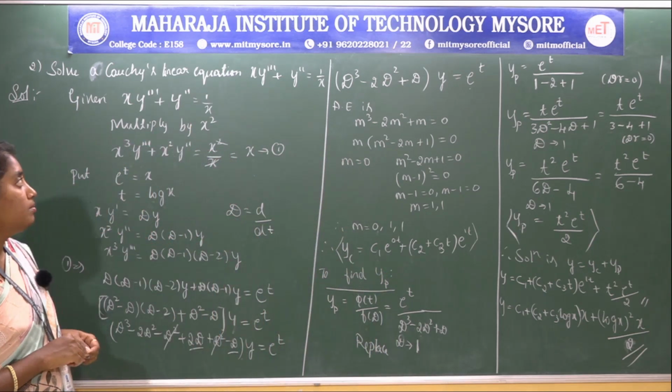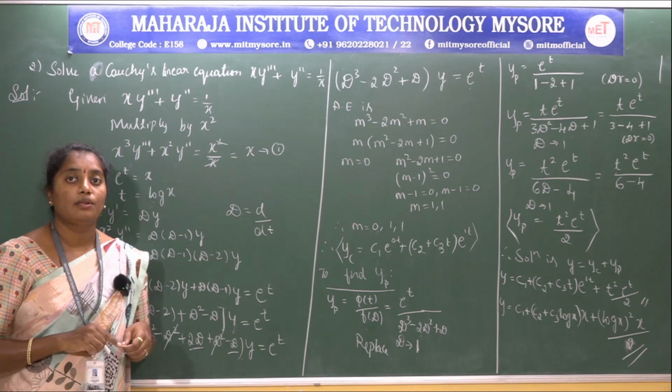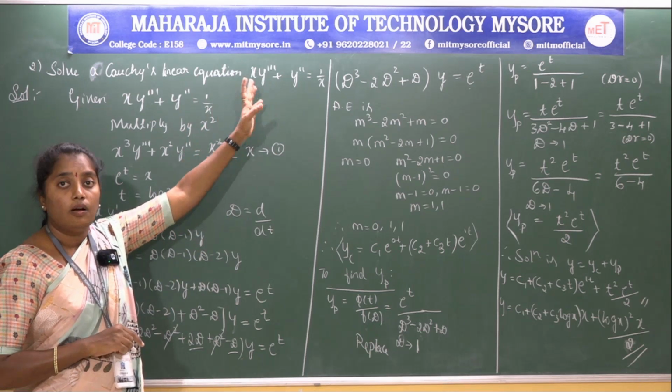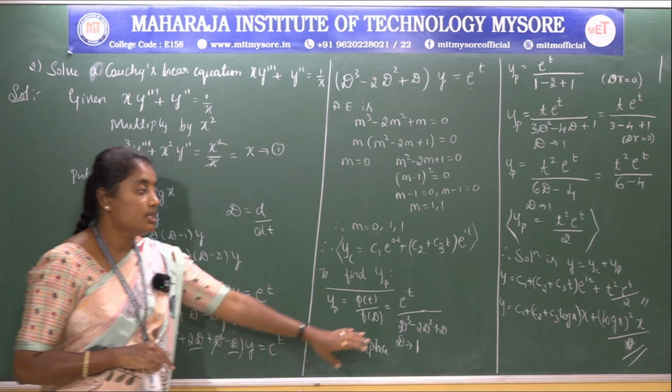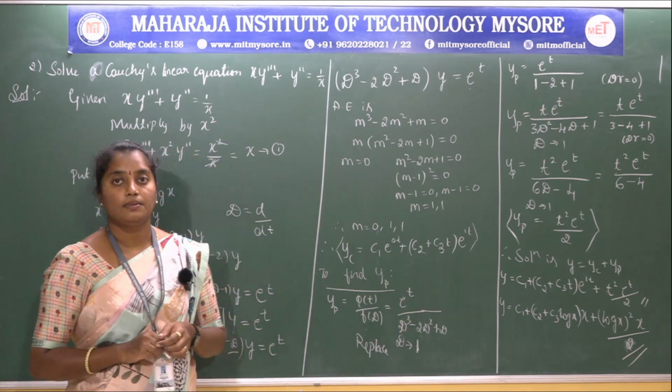In this given problem, since the degree of the variable coefficient is not equal to the order of the derivative, we are multiplying the value of x square. So this is the solution of the given equation.